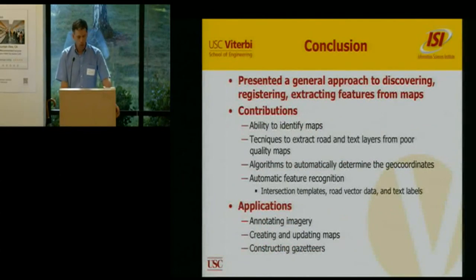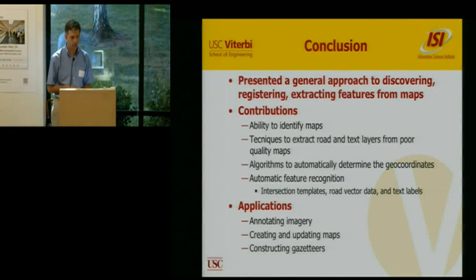Okay, so to conclude, what I presented today is a general approach to discovering, going out and finding maps automatically, registering the maps where we determine the actual geocoordinates and the details of every intersection point and how it corresponds to some other layer, and then extracting the features from these maps. The new contributions in this work include this ability to automatically identify a map from other things that are not maps, the techniques to extract road layers and text layers from poor quality maps that I described, our algorithms for automatically determining the geocoordinates of the map, and then our work on feature recognition, where we build these accurate intersection templates, and in turn use that to build the road vector data from the maps and to extract the text labels from the maps.